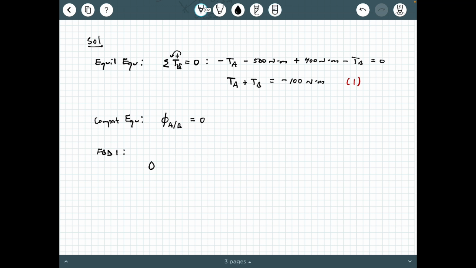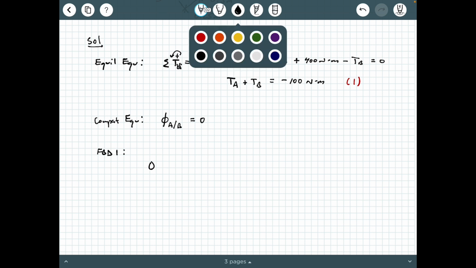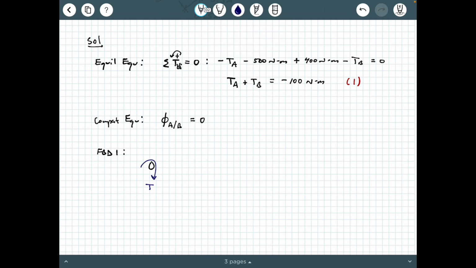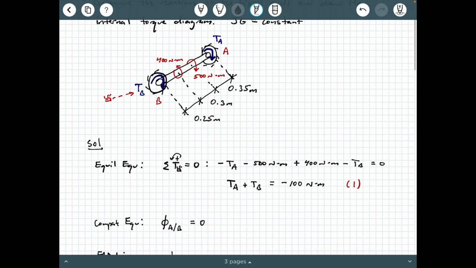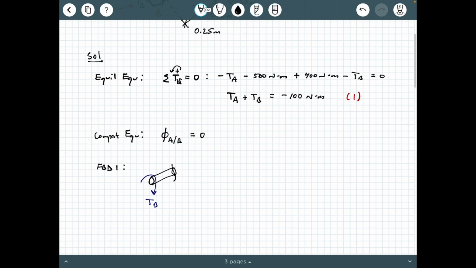So at the fixed end at B, what do we have? Well, we have that TB reaction here that we drew earlier. And then we have the shaft here, and we have that cut section there, okay? Now, how long is this segment right here? Well, we're going to be cutting just before we get to the 400 Newton meters. So we're going to look at the entire length of this first segment, which is 0.25 meters, okay? So we can go ahead and make a little note here. This is 0.25 meters long, all right?